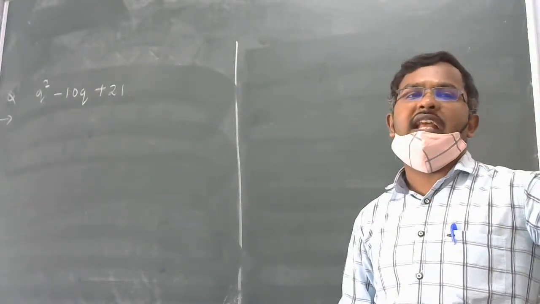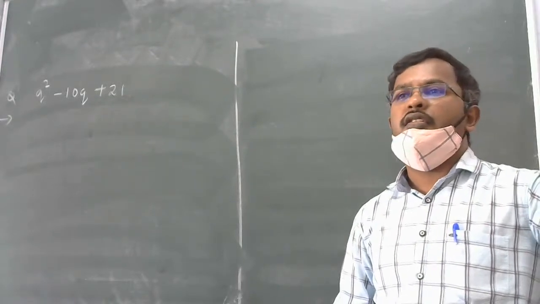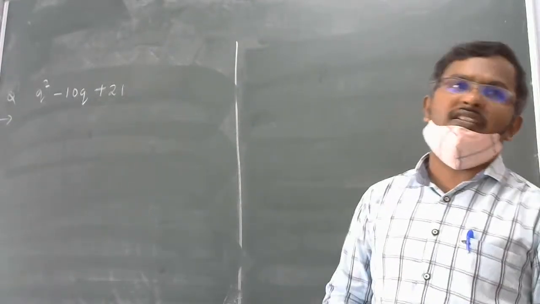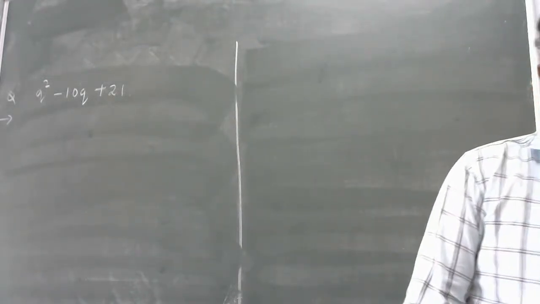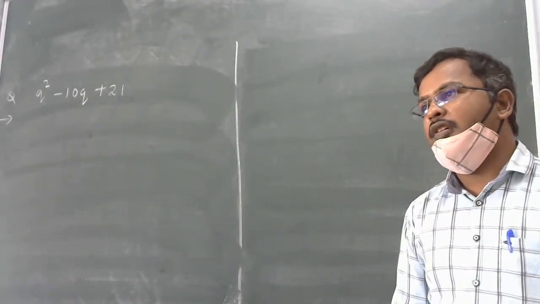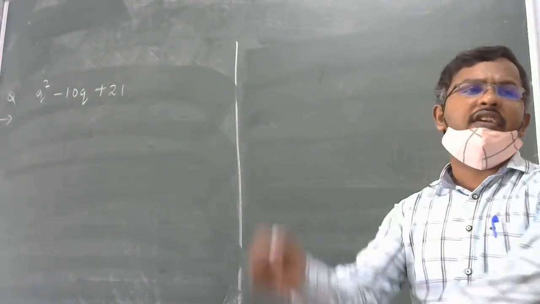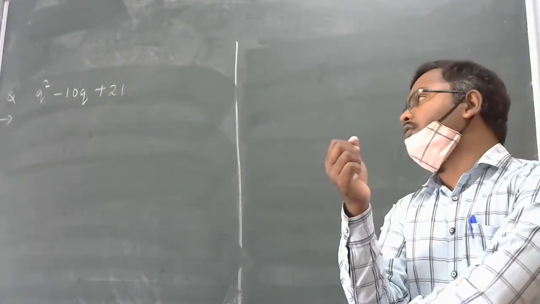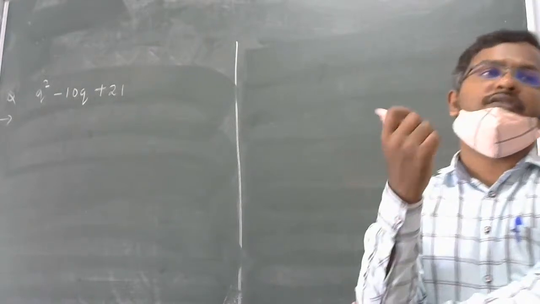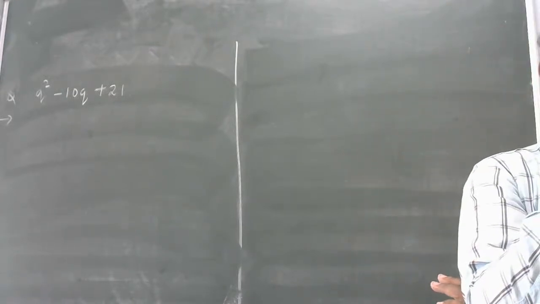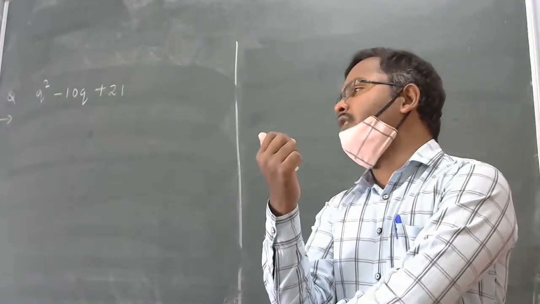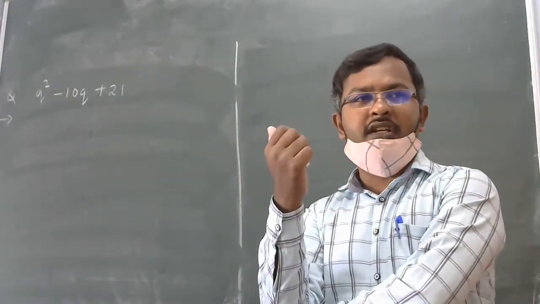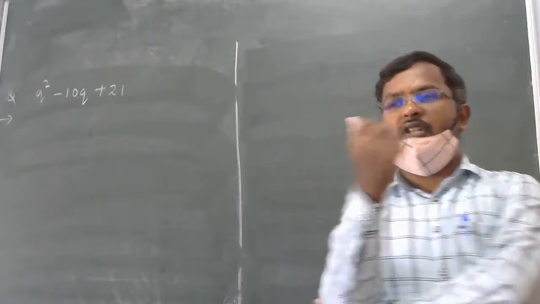So what about the left out one? What is the last identity which is left out? (x plus a) into (x plus b). So if you want to use that identity, how do you have to use that? If you want to factorize using the (x plus a) into (x plus b) identity, what are the steps there?